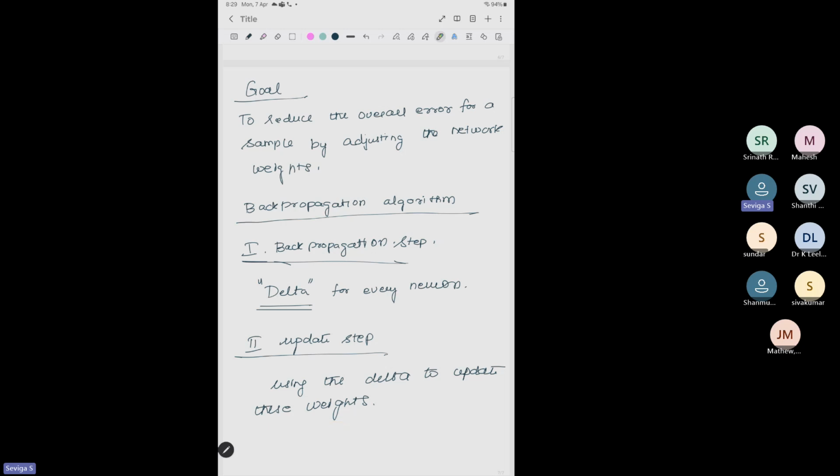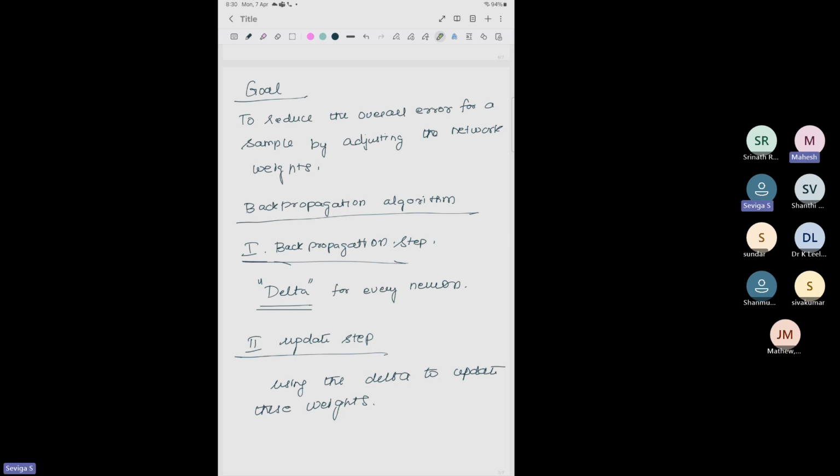So far we have been saying we know whether we need to increase the weight or decrease the weight. But how are we going to do that? The gradient is showing the direction to us. But now we will use these delta values to update these weights.